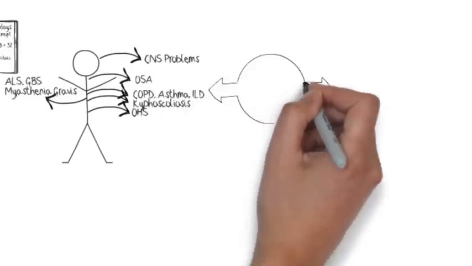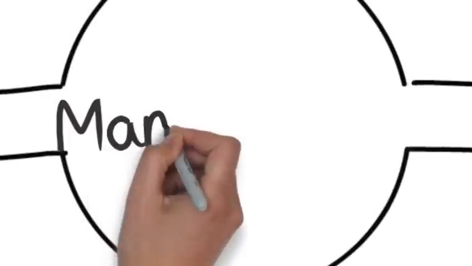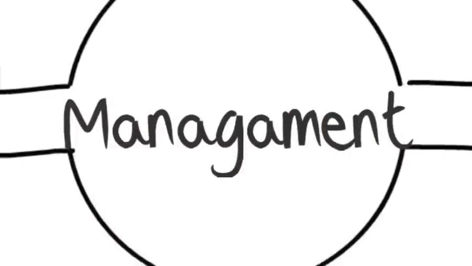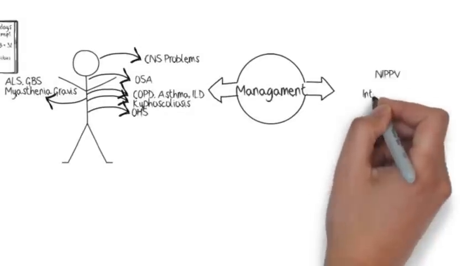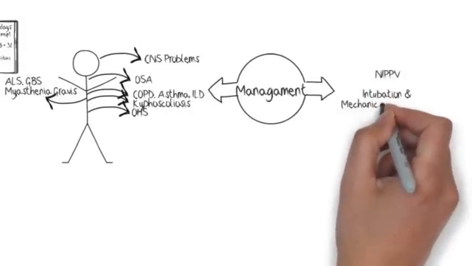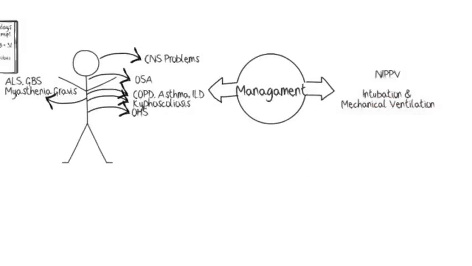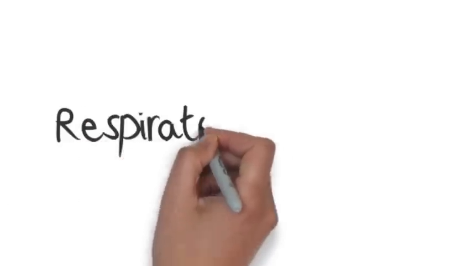How do you manage respiratory acidosis? By treating the cause. Acutely, patients might need non-invasive positive pressure ventilation or intubation and mechanical ventilation. Next, we will look at respiratory alkalosis.